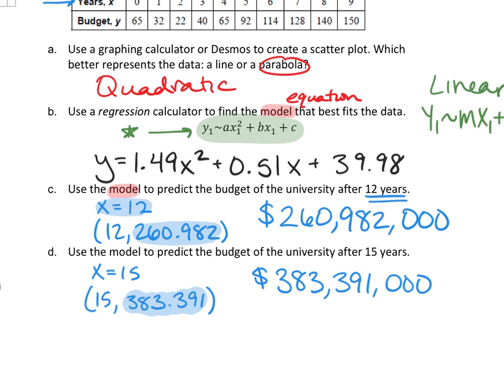Oh my gosh, you can't even think in that much money. If I had too much money, I'd buy this school. I think we would let you buy the school too at that point if you had that much money.